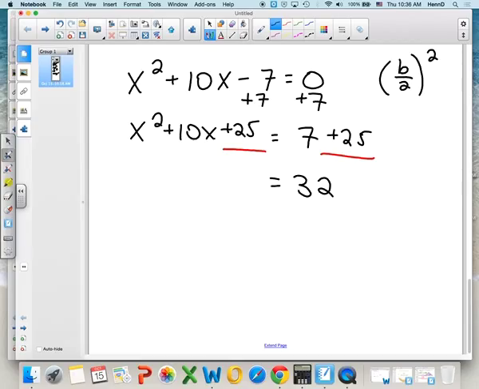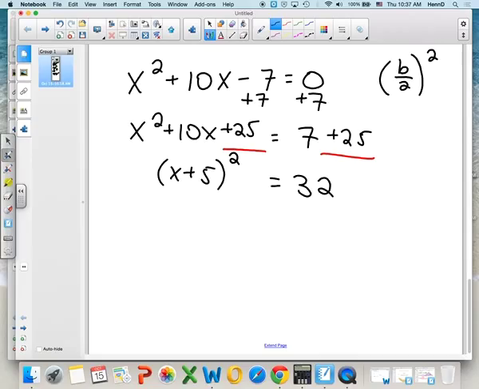At this point on the left side, the reason why I use b over 2 squared is because now this is supposed to factor very easily. What multiplies to 25 and adds up to 10? It's 5 and 5. So instead of writing x plus 5 and x plus 5, I'm going to write it as x plus 5 squared. And again, that's going to happen in 100% of completing the square problems: you're going to end up with one parenthesis squared. That b over 2 squared formula makes it happen that way every time.